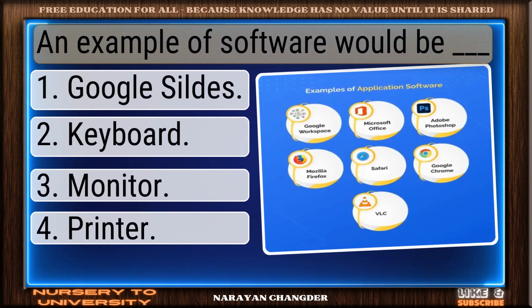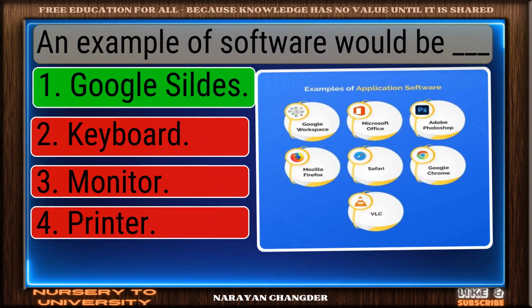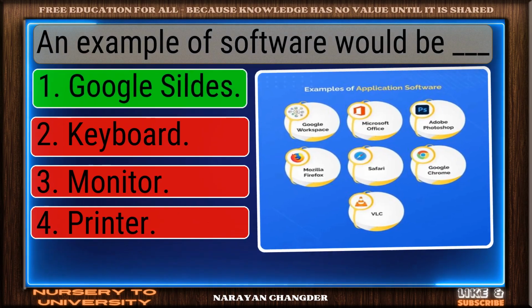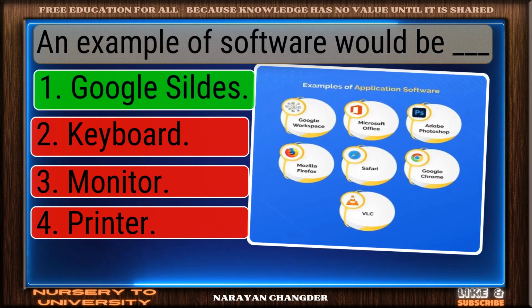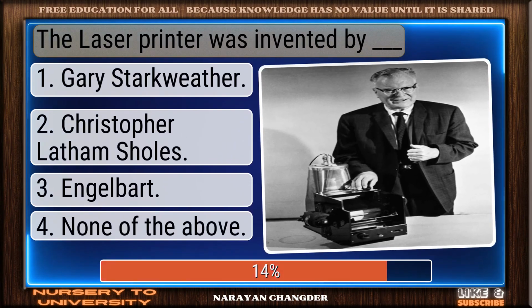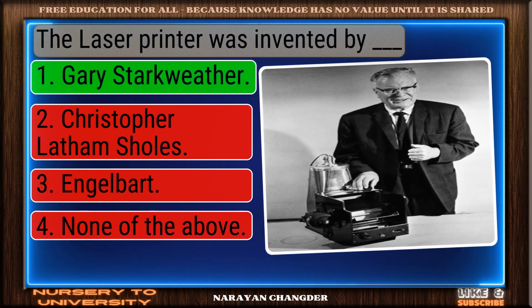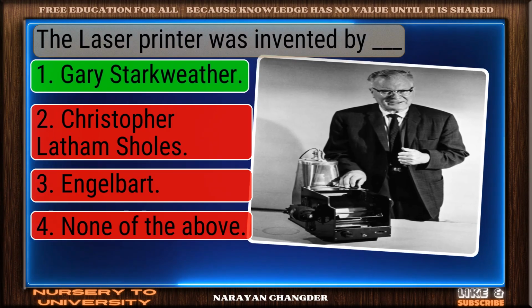An example of software would be dash. You're right. Google Slides is the correct answer. The laser printer was invented by dash. Nice work. You chose Gary Starkweather and it is correct.